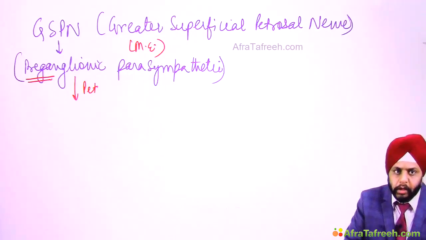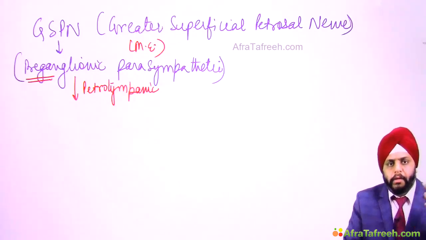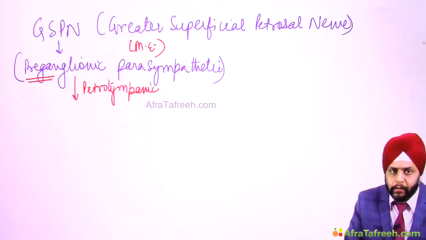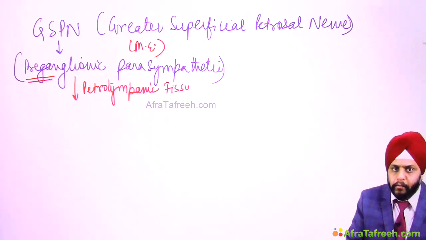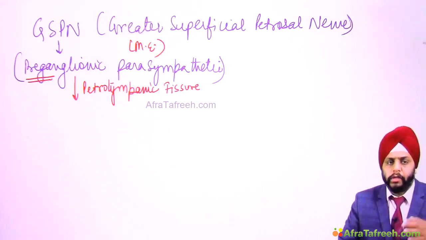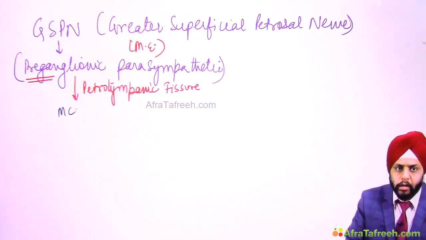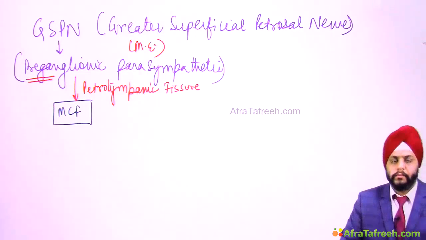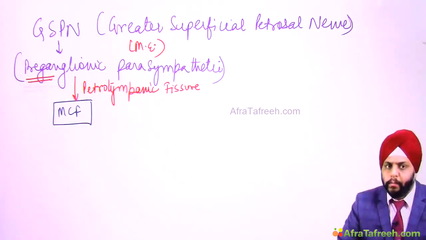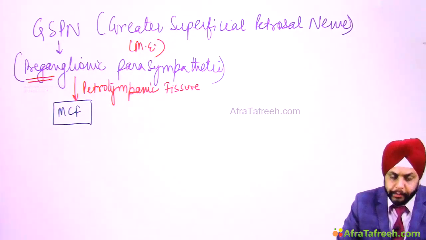Okay, so she takes a fissure. Which fissure? Petrotympanic fissure. You see, petrosal nerve, tympanic cavity, leaves a tympanic cavity. So she takes a petrotympanic fissure, and through this fissure, she goes back into the middle cranial fossa. Okay, so she goes into the middle cranial fossa. So that is the place where she tries to do her MBBS.